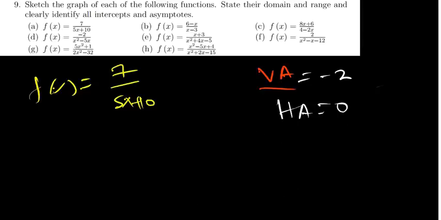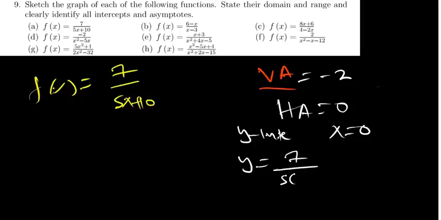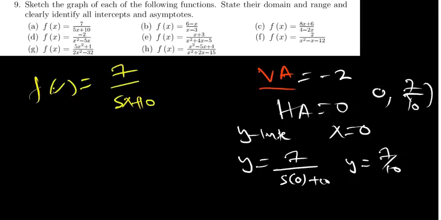To find the y-intercept, set x to be equal to 0. Where there's x, I'm going to put 0, meaning my y will be equal to 7 over 10. So when x is 0, y will be 7 over 10. This is the one which is going to help us even to sketch.